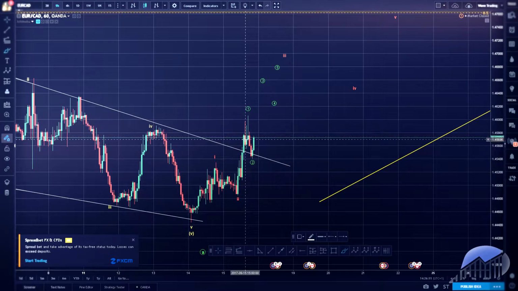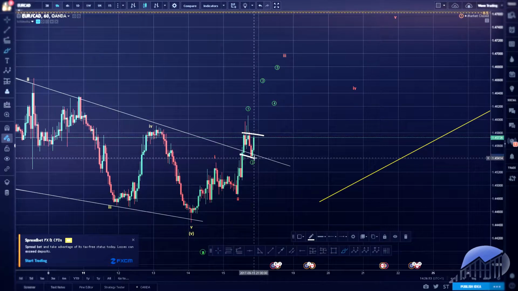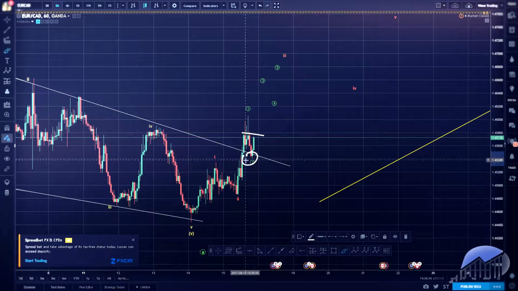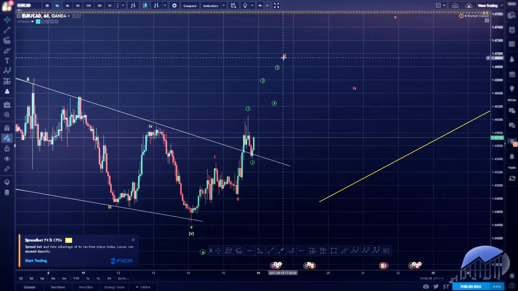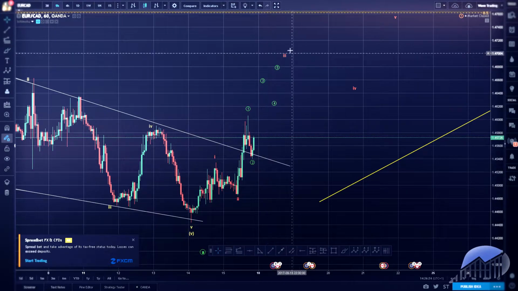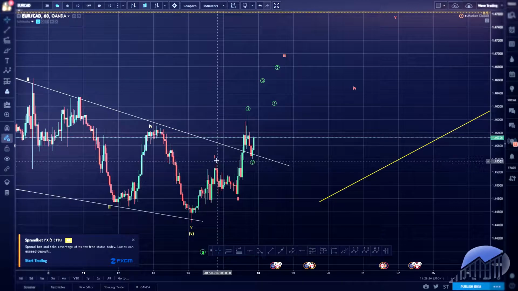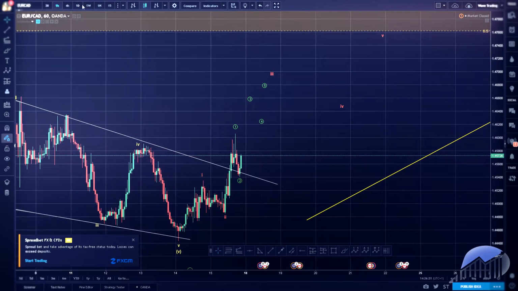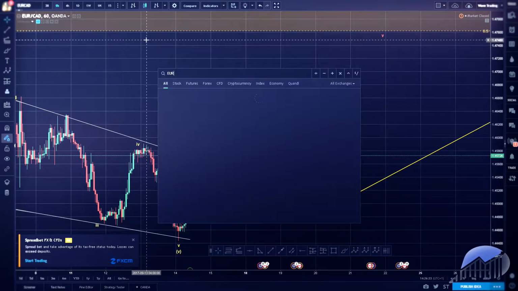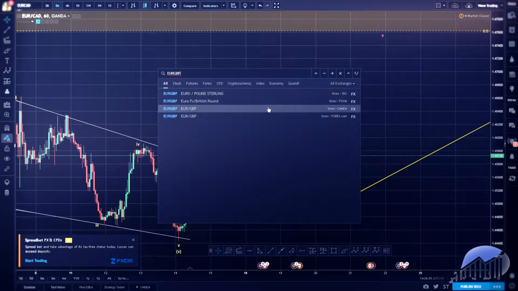So I'm possibly looking to trade this flag here. Stops at the low of the flag, and targets, you'd probably want to trade your stops but have a target 2.618 of wave 1 here. So that's EURCAD. Next I have Euro, Great British Pound.